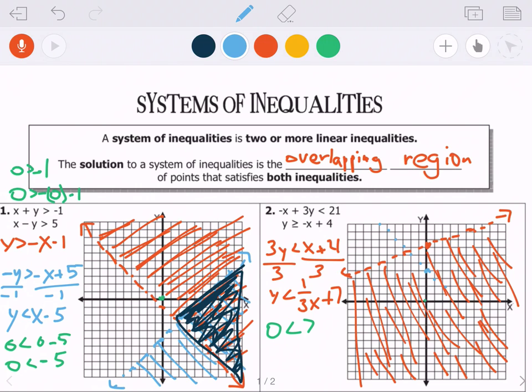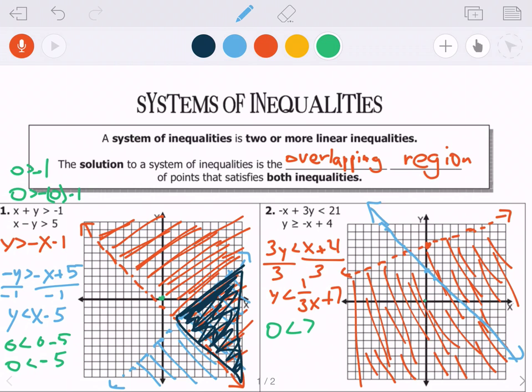Now this is the first one where it is greater than or equal to. There's a line underneath, and that means we are going to have a solid line. Again, that line is not perfect by any means. It's a little bit hard to write with a stylus, but it should look somewhat like that line.